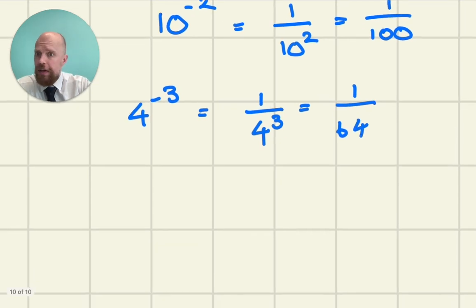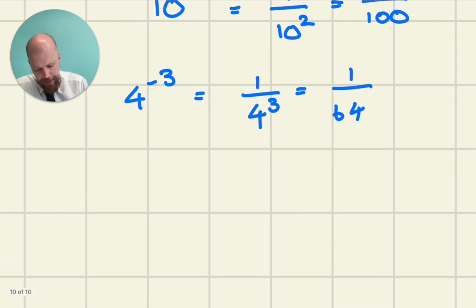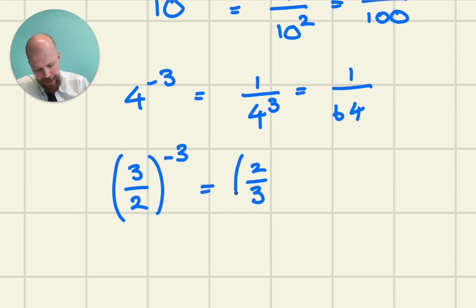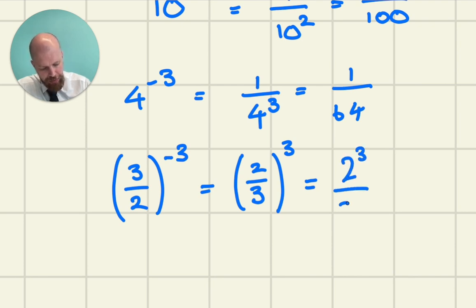Now, if you're dealing with a fraction as the base, let's say we had 3 over 2 all to the power minus 3, the negative takes the reciprocal. It means flip the fraction over. So I get 2 over 3, and I'm then going to raise that to the power 3. If I raise that to the power 3, that gives me 2 cubed on the top and 3 cubed on the bottom, which would just be 8 over 27.